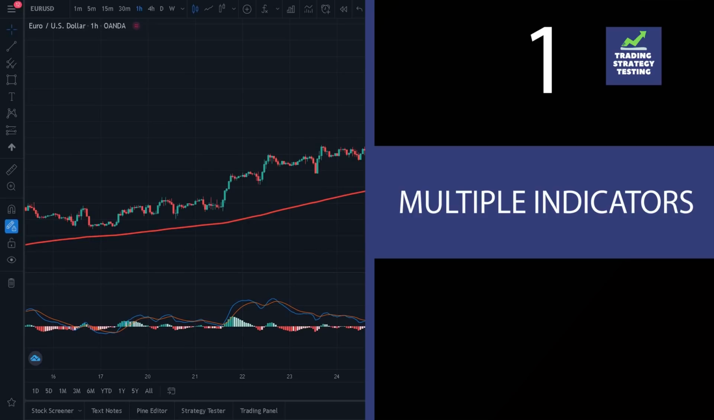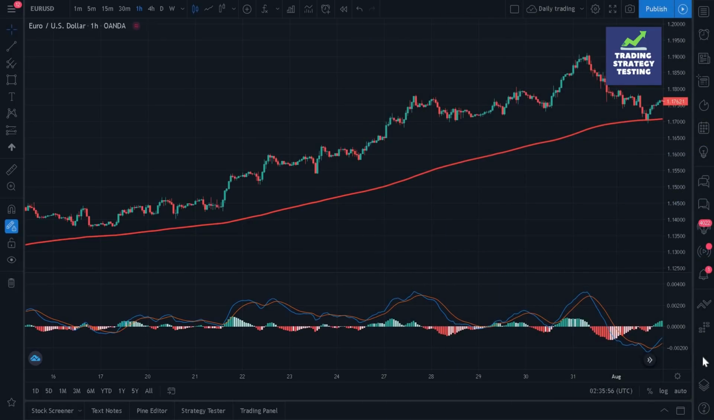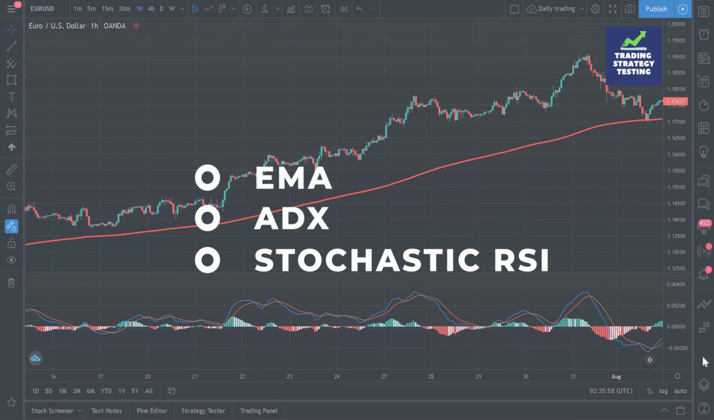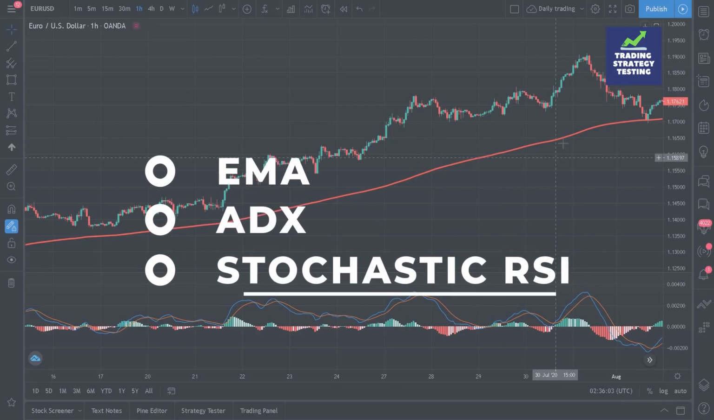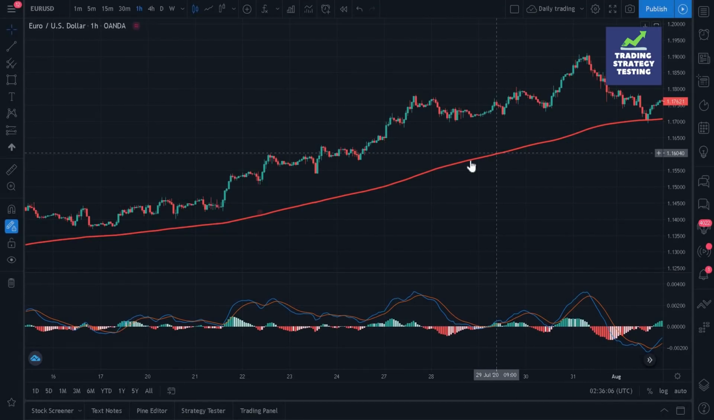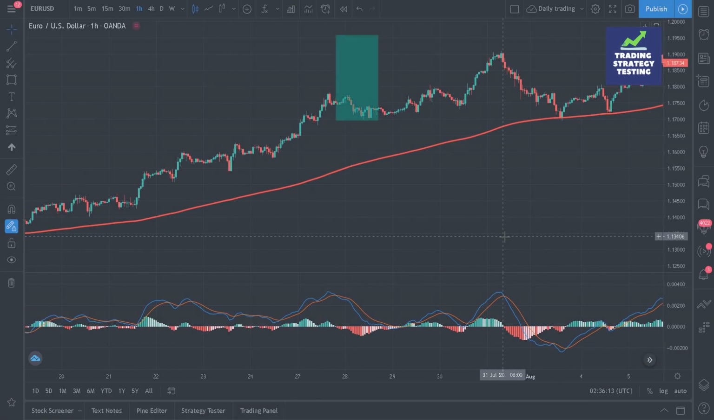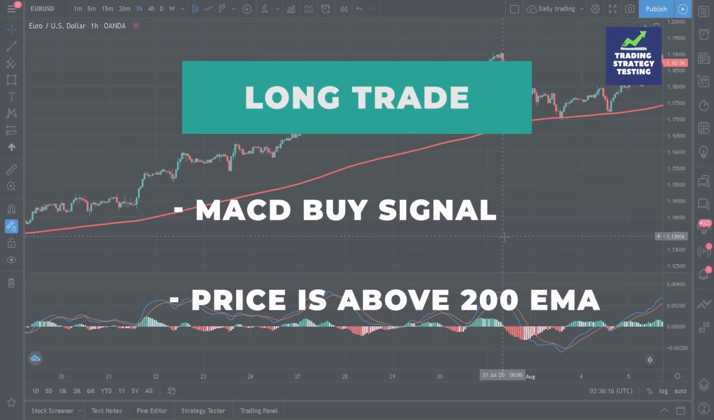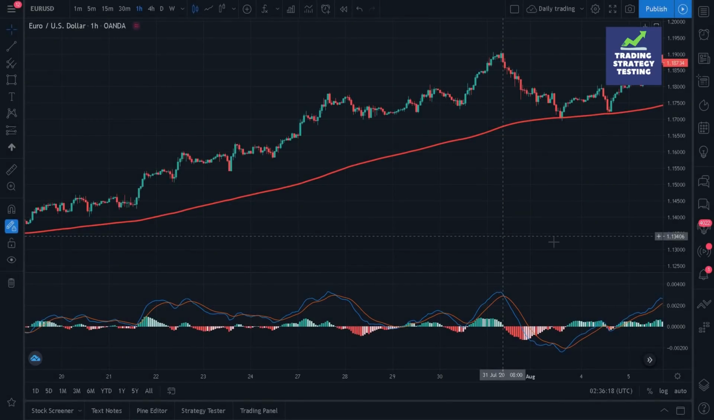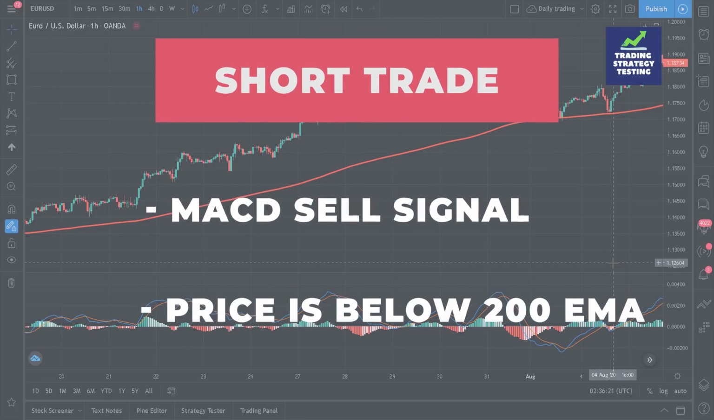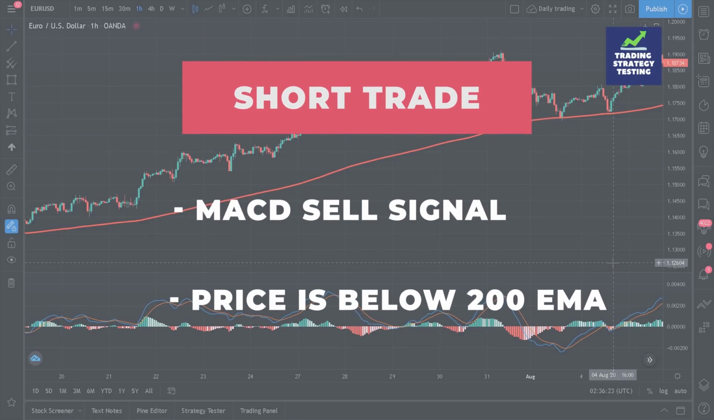Many traders prefer to use the MACD indicator together with other indicators. They usually use the 200 exponential moving average, the ADX, or even the RSI stochastics. In this example, I'll be using the 200 exponential moving average. You can see it's represented by this red line. So according to the strategy, we only go long when MACD gives us a buy signal and the price is above the 200 EMA. On the other hand, we can only consider short trades when MACD gives us a short signal and the price is below the 200 EMA.